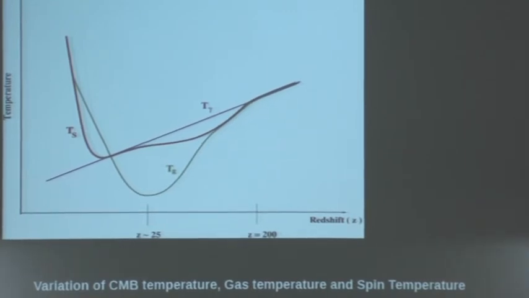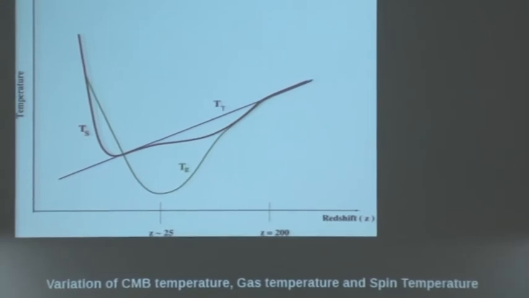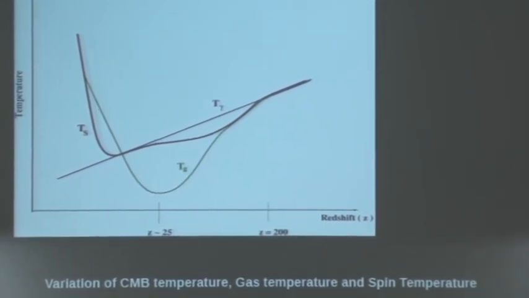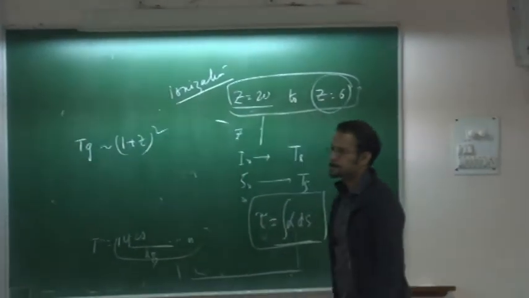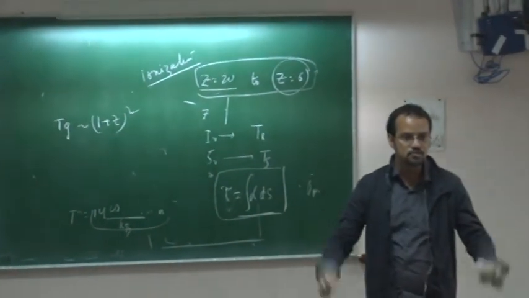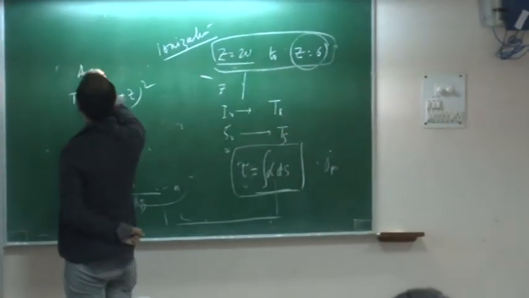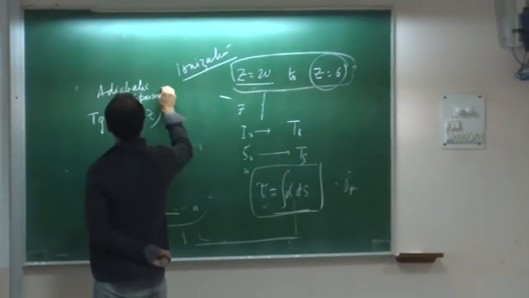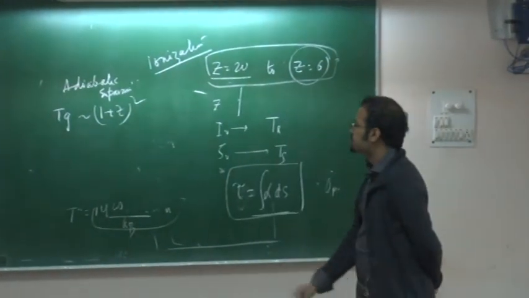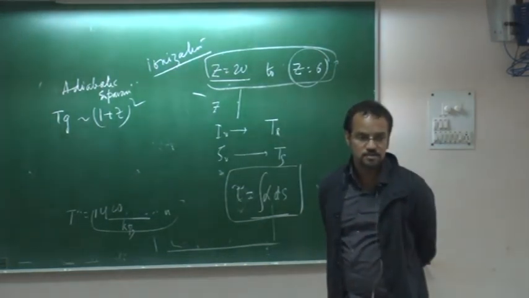After that, the gas temperature starts falling off. How would the gas temperature go? The gas temperature will just go as 1 plus z whole squared, because that's how the gas density falls. It's adiabatic expansion of the gas; it just cools off like that. So the temperature of the gas, because of adiabatic expansion, falls off as 1 plus z squared. The CMBR still goes as 1 plus z in photons.